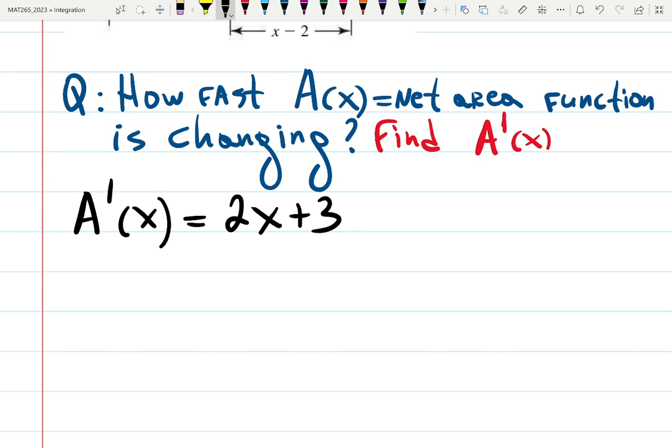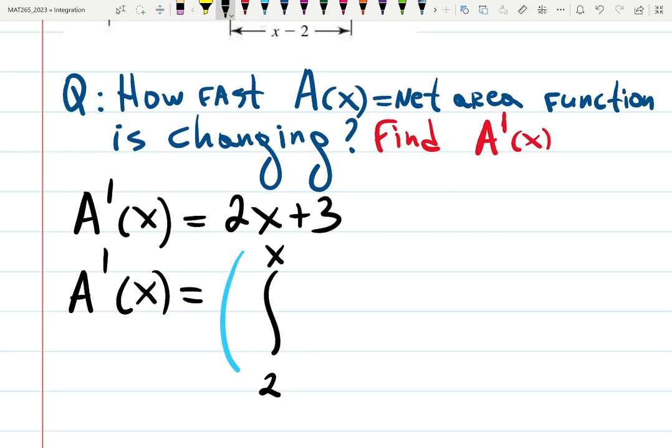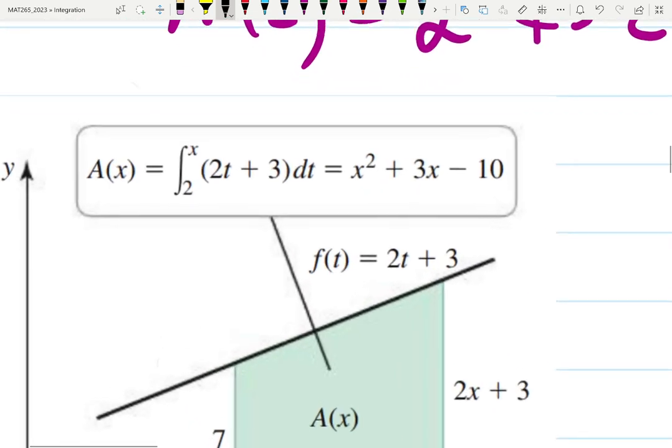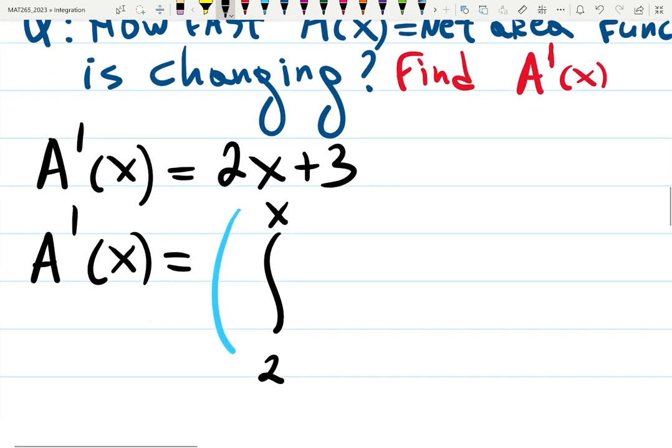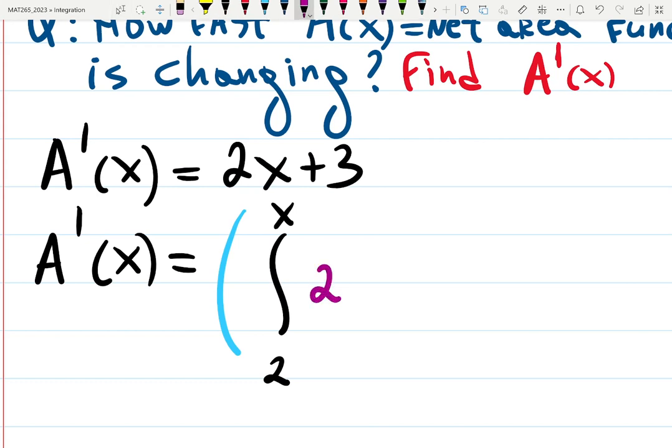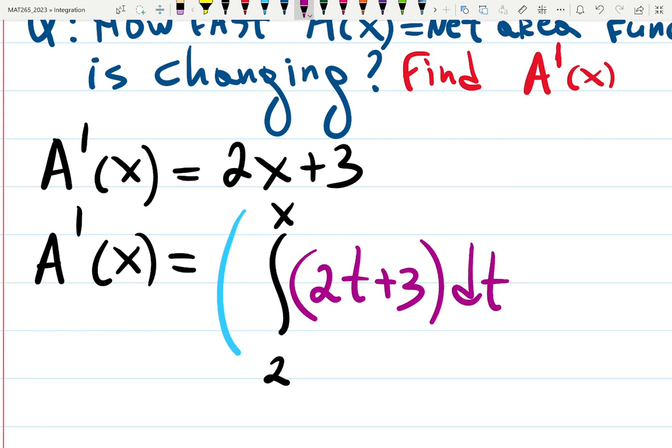What if you don't have that function? What if you did not integrate, and what if you don't want to integrate? Then let's find the derivative, and let me show you my notation, and then you will see the book notation. The original integral was from 2 to x, and let me check what was inside of the integral: 2t plus 3. Look at this, it's the same function, 2t plus 3, the same that I just found. Just the variable is different.